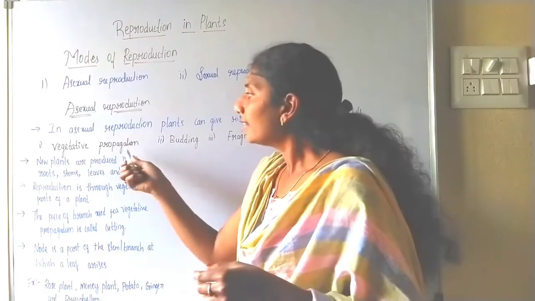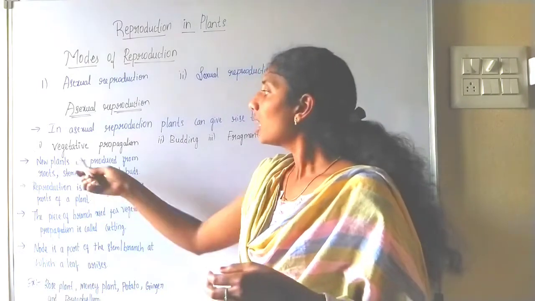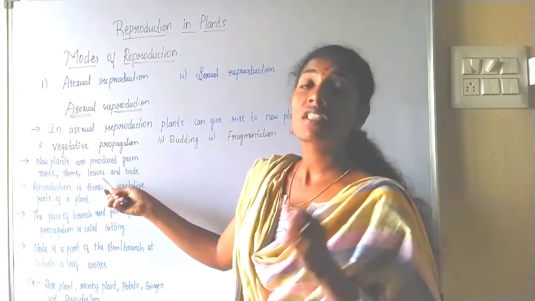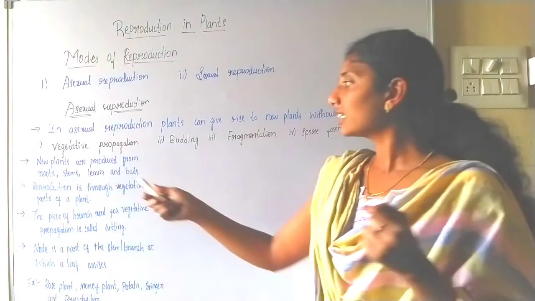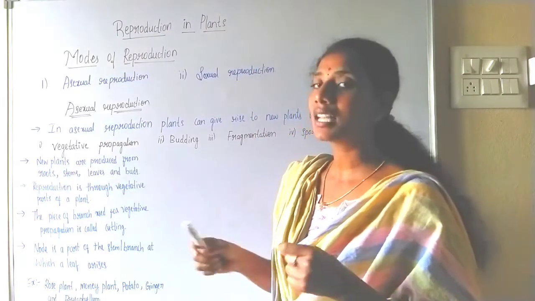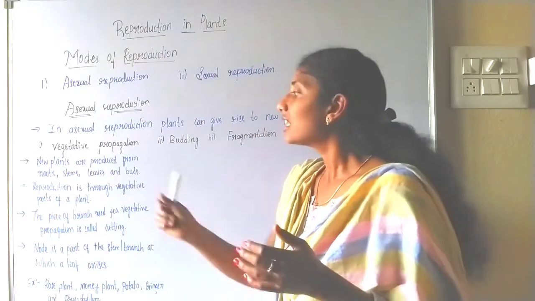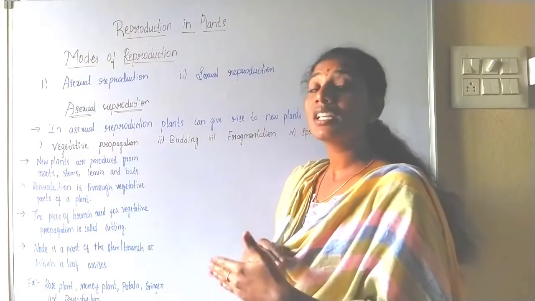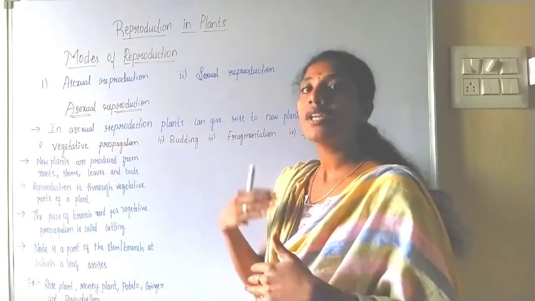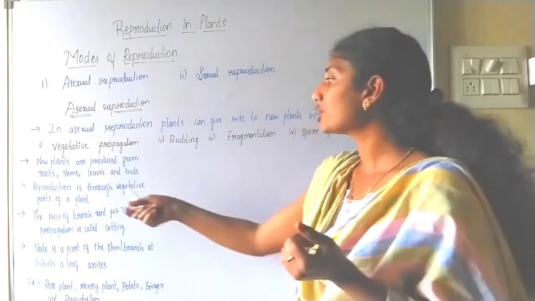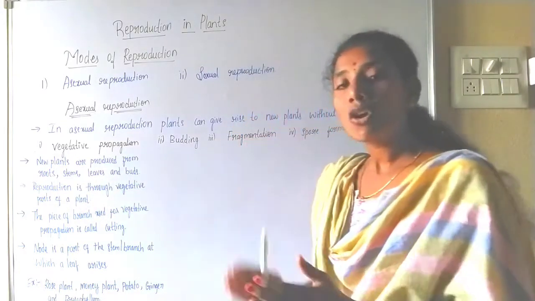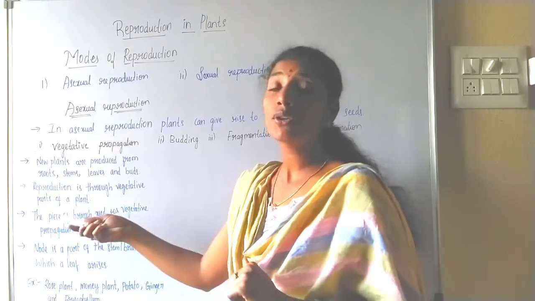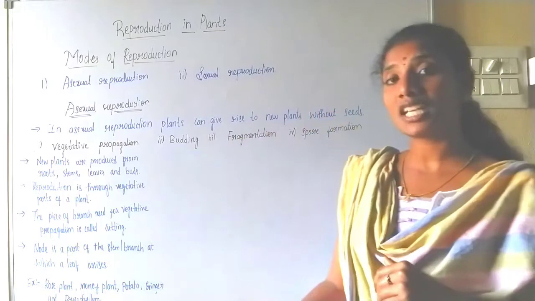In this method of reproduction, new plants are produced from the roots, stem, leaves and buds of the plant. As you know, all these plant parts are vegetative parts. Hence, this mode of reproduction is called vegetative propagation. Propagation here means multiplication. So we increase the number of plants by using the vegetative parts of the plant for multiplication.